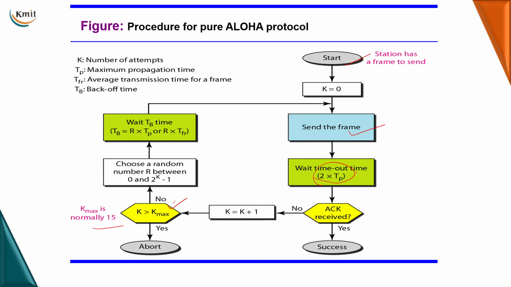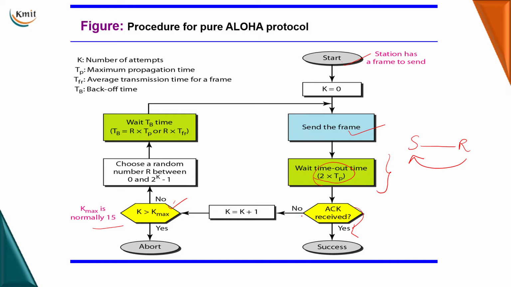As you all know, propagation time is the time taken for the bits of a frame to reach the destination. 2 times the propagation time. Why are we taking 2 times? Going from the sender to the receiver, and for the acknowledgement to come back from the receiver to the sender. Whenever this period has elapsed, when the timer times out, if the acknowledgement has been received, then it is a success. But if the acknowledgement hasn't been received, then what will I do?